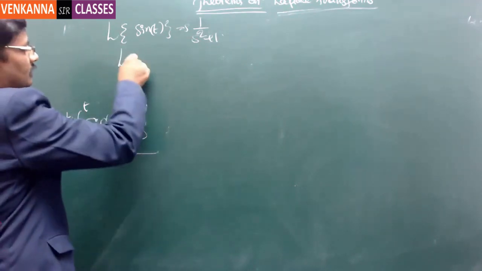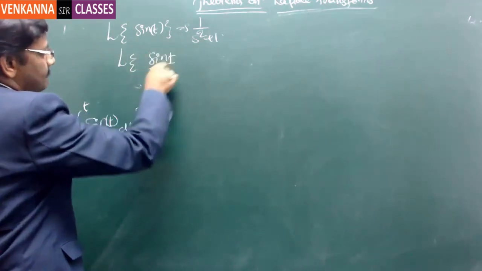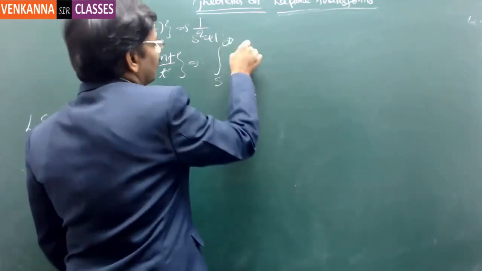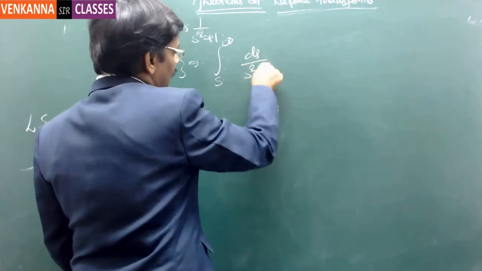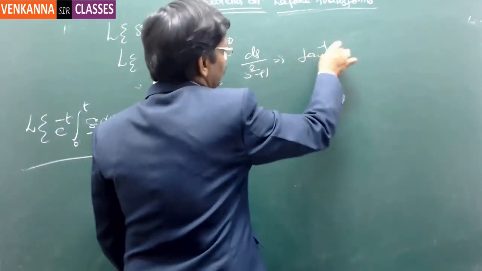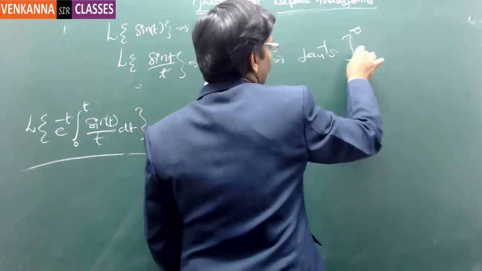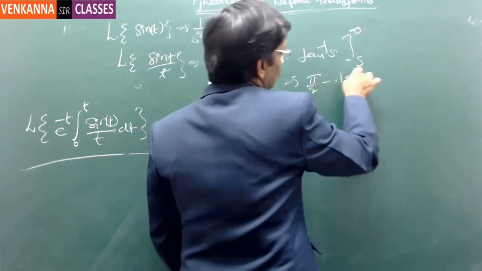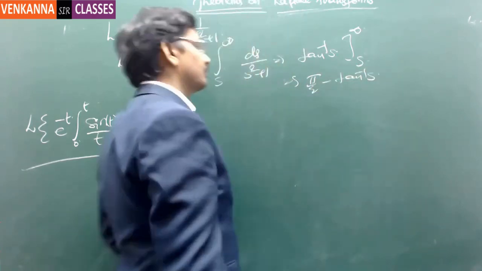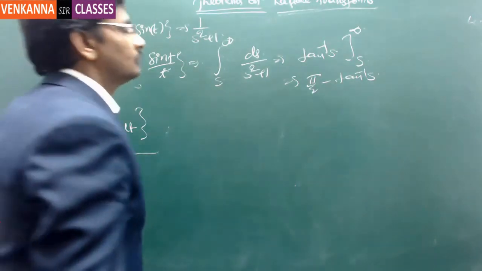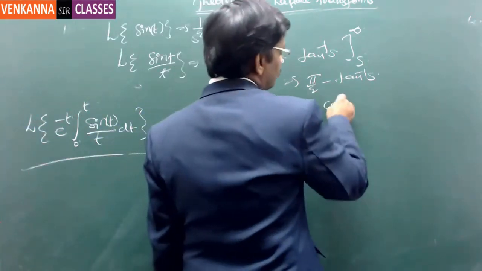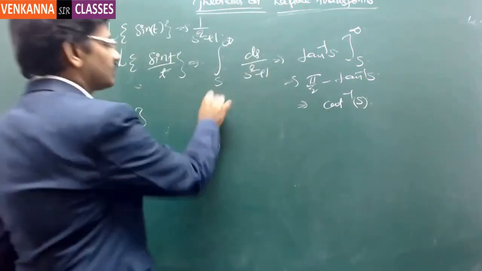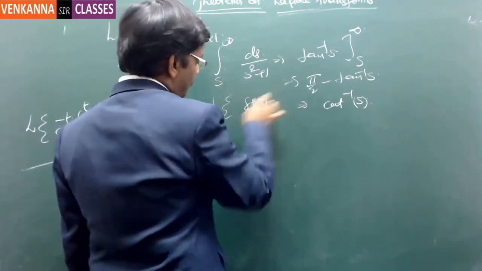Then the Laplace transform of sin t by t, which is dividing with t, will be equal to the integral from s to infinity of ds by s square plus 1. So this is tan inverse of s, with upper limit infinity and lower limit s. This is pi by 2 minus tan inverse of s. Got it? So pi by 2 minus tan inverse of s can be written as cot inverse of s. Now this is the Laplace transform of sin t by t.